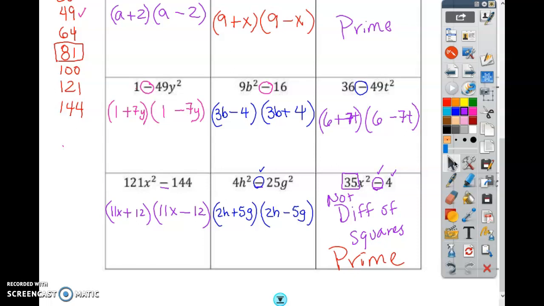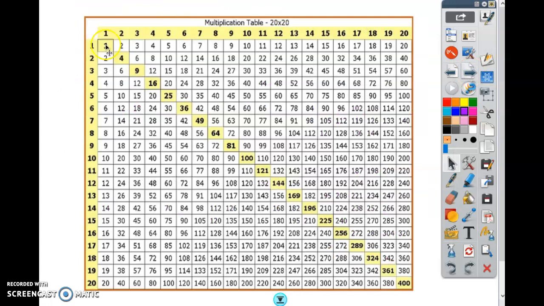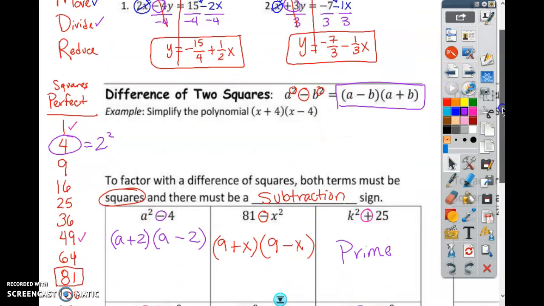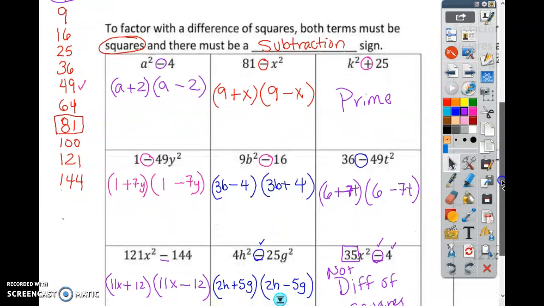So you're checking to see if they're squares. They have to be right here in the diagonal. If they're not on the diagonal, then it's not going to work. They also have to be minus. All of them have to be subtracting. If they're not subtracting, it's not going to work. Okay?